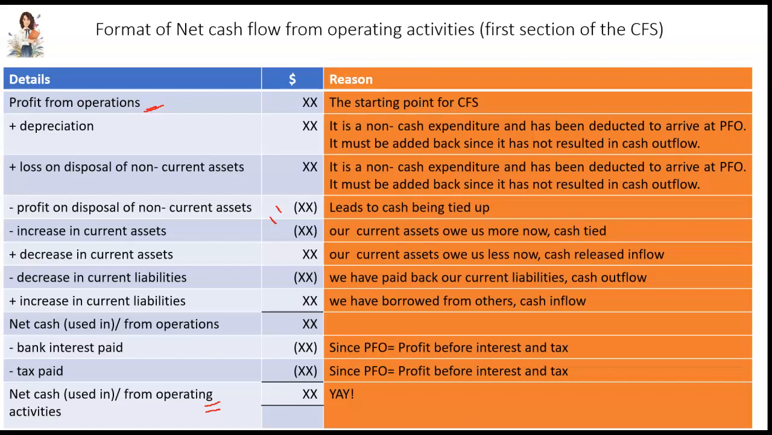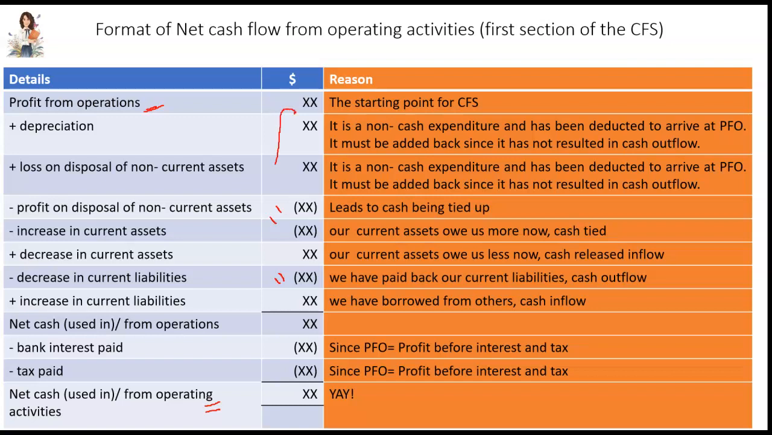Any decrease in current assets means that our current assets have paid us back and they owe us less now. And this means that cash has been released back into the business. Any decrease in current liabilities means that we have paid back our current liabilities, leading to a cash outflow, hence a negative figure. Any increase in current liabilities means that we have borrowed from others, and that means it is a cash inflow, hence a positive figure.